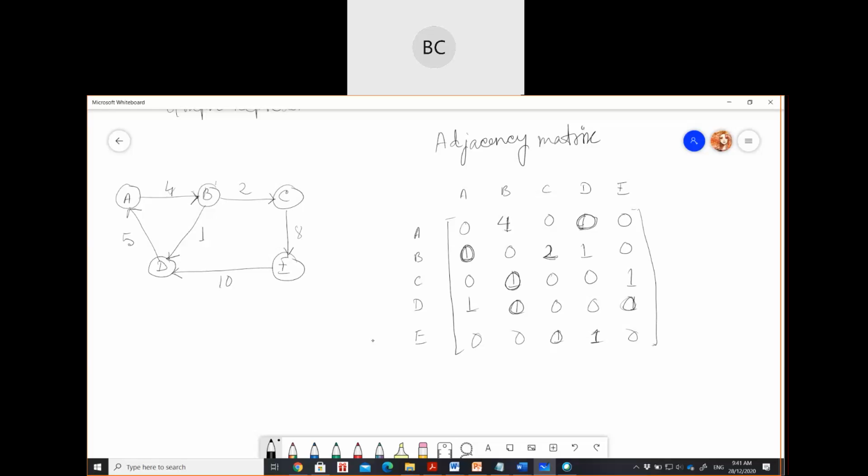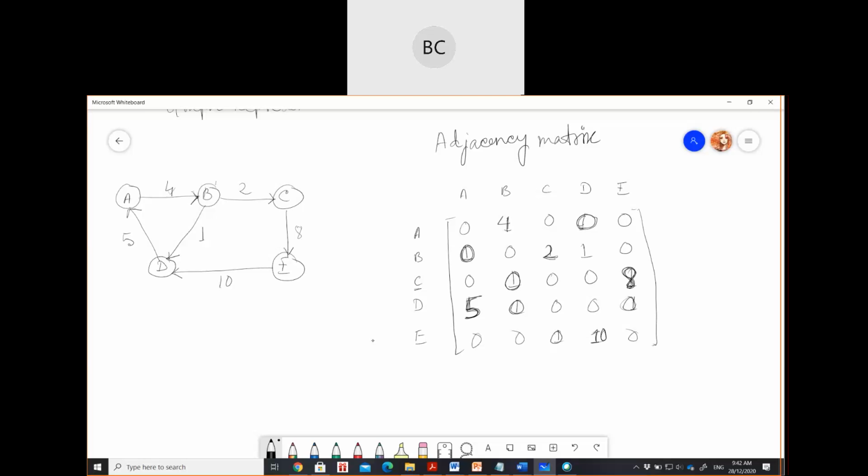Okay. Now come to C. From C you can only go to E. It was 1 before, now it's a weighted graph. We need to write the weight of that particular edge, so I'm just going to make it 8. Now for D, the only reachable one is A, and I have to make it 5 because the cost is 5. Now from E to D the value is 10, so you are going to write 10.